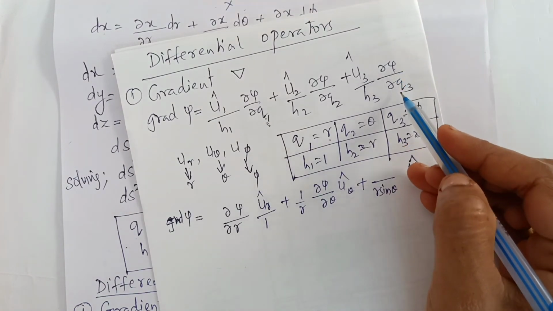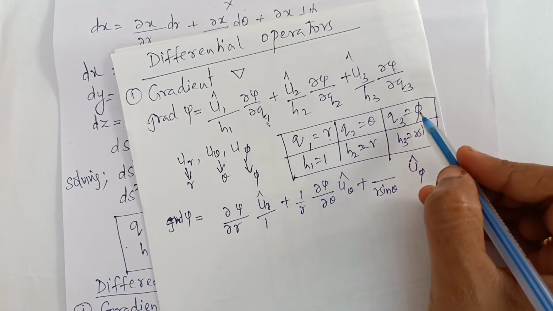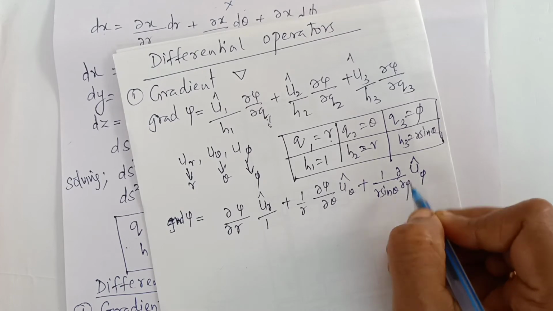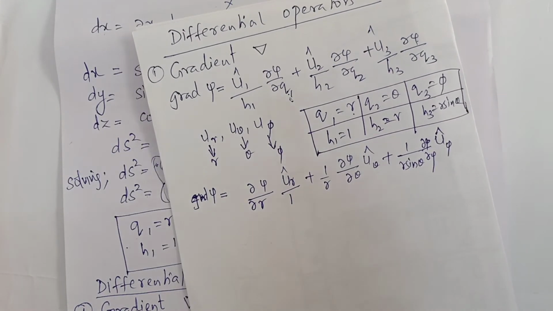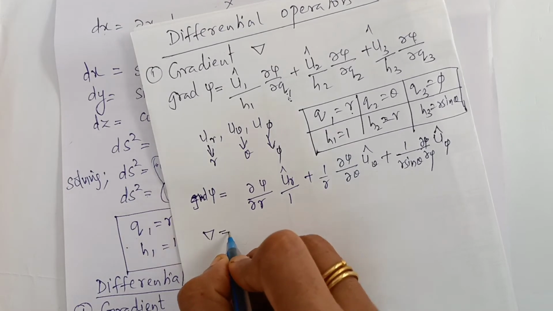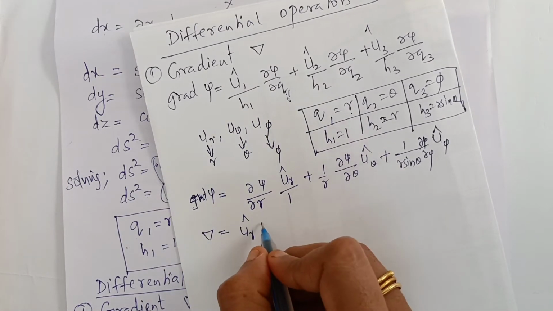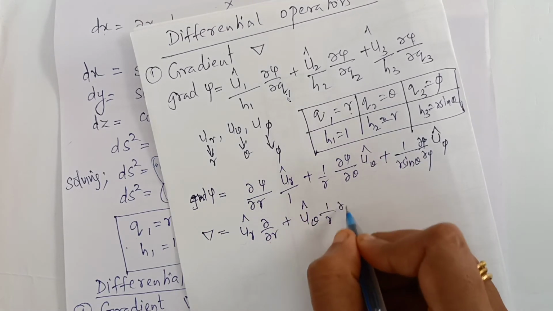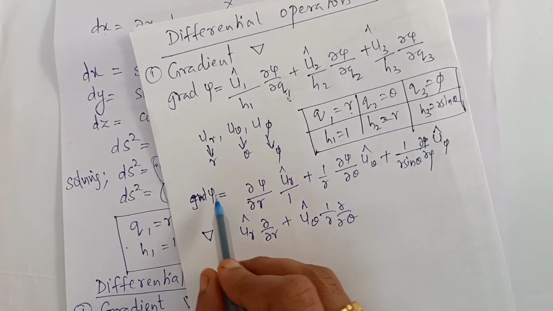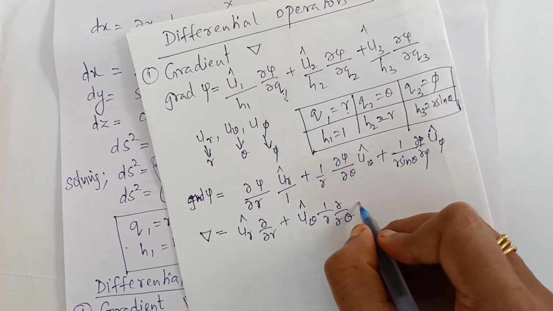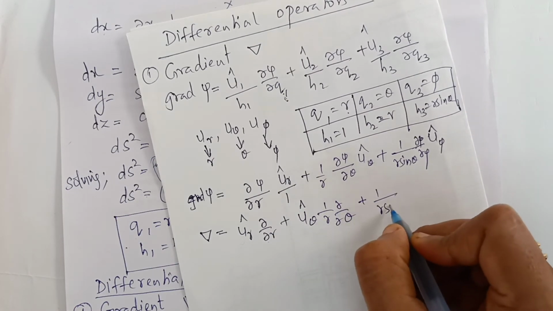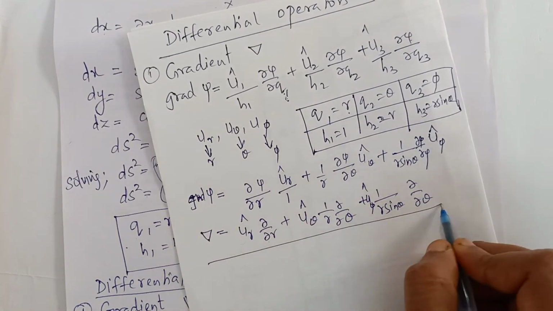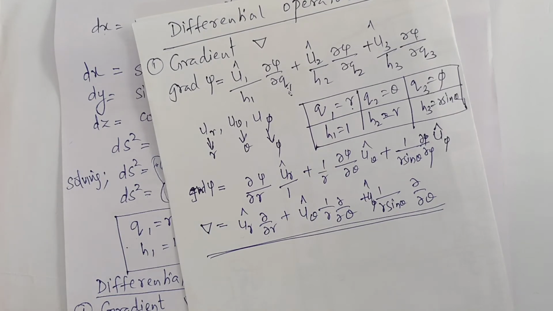So what is dou psi by dou q3? Instead of q3 we are going to put phi. So we can write it as dou psi by dou phi. Or you can also write the gradient simply as u_r into dou by dou r plus u theta into 1 by r dou by dou theta. Here we are not using the function psi, we are just putting del only. Plus 1 by r sine theta dou by dou phi u phi. This is the gradient value in the spherical polar coordinates.